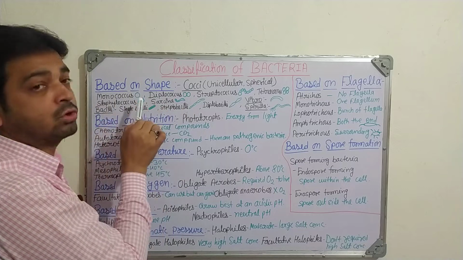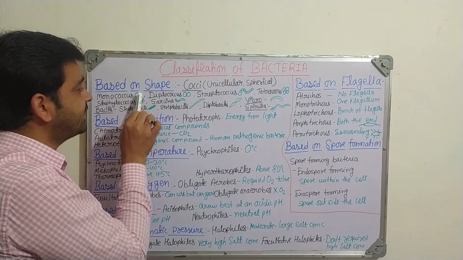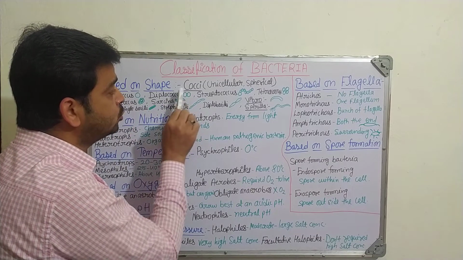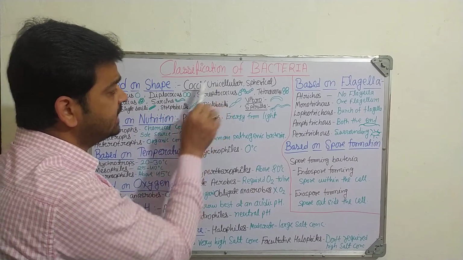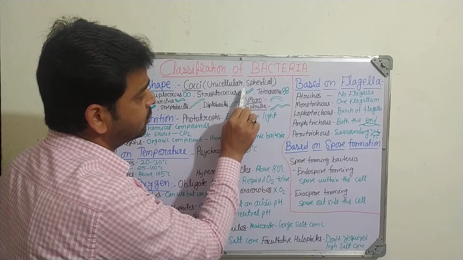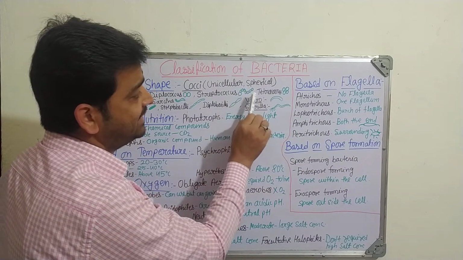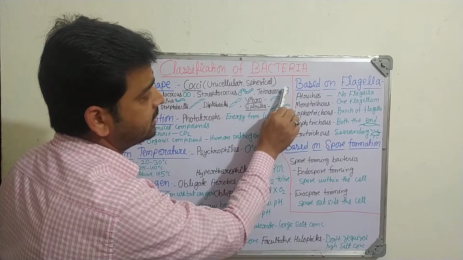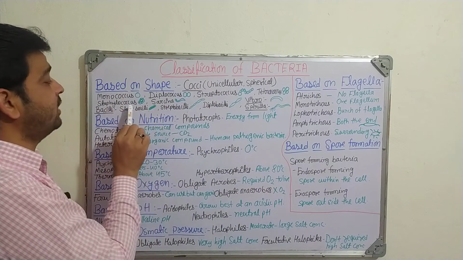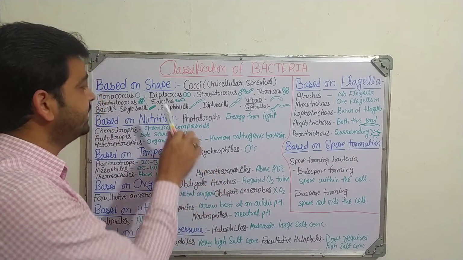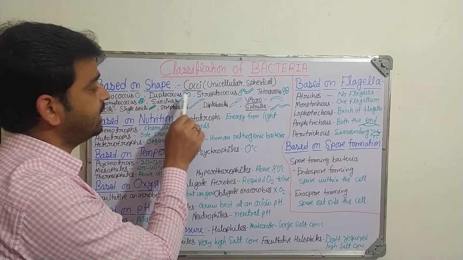For example, monococcus. Mono means one single, you can see here one single round shape. Diplococcus, diplo means two round shaped bacteria joined together. Streptococcus will be chain shaped, you can see so many round shaped bacteria forming a chain. Then tetracoccus, tetra means four, 1 2 3 4 bacteria joined together like this. Then staphylococcus is like a bunch of grapes. Then sarcina is a ribbon like structure.